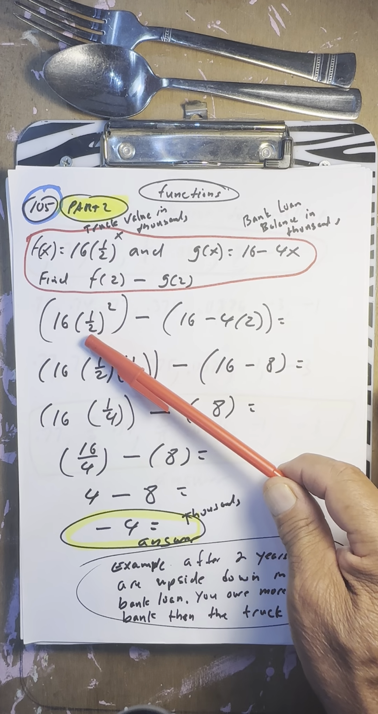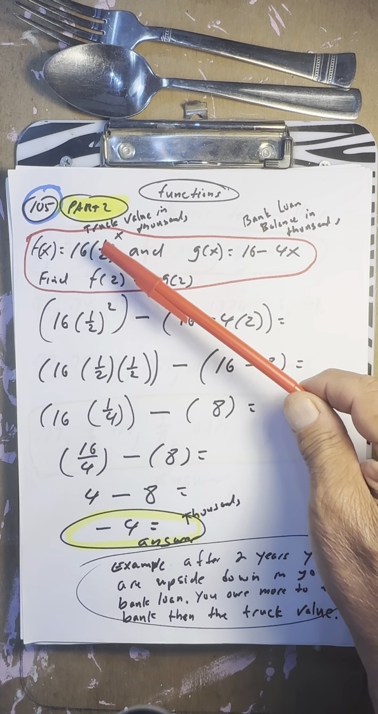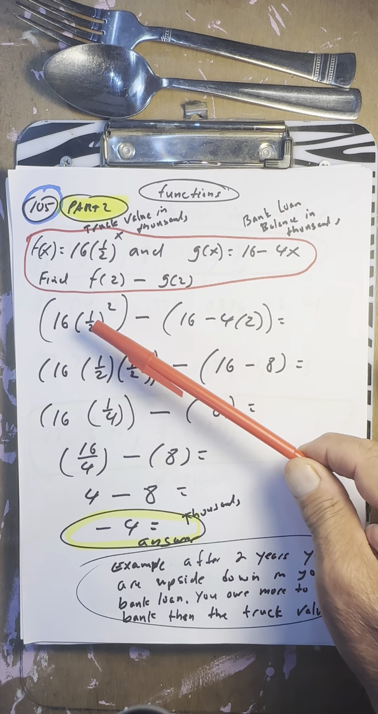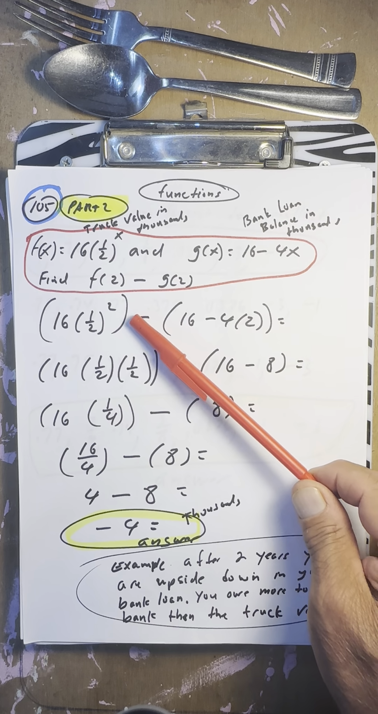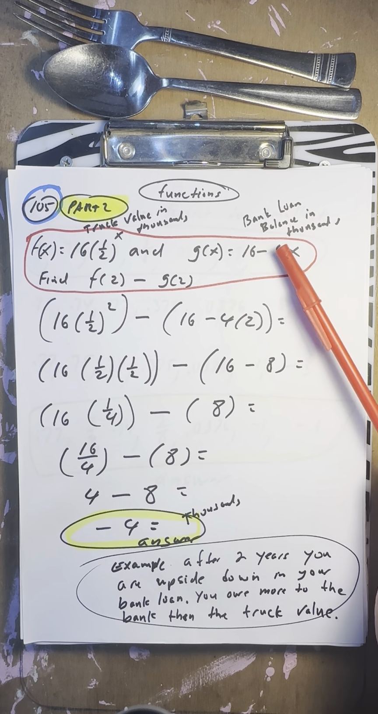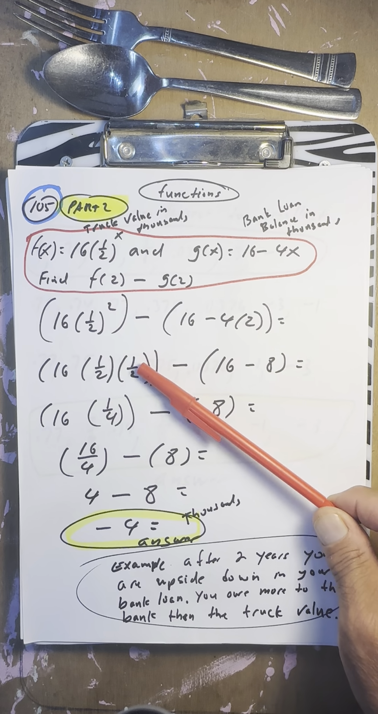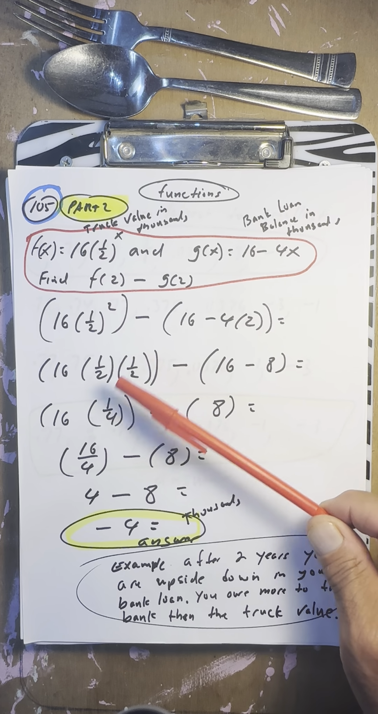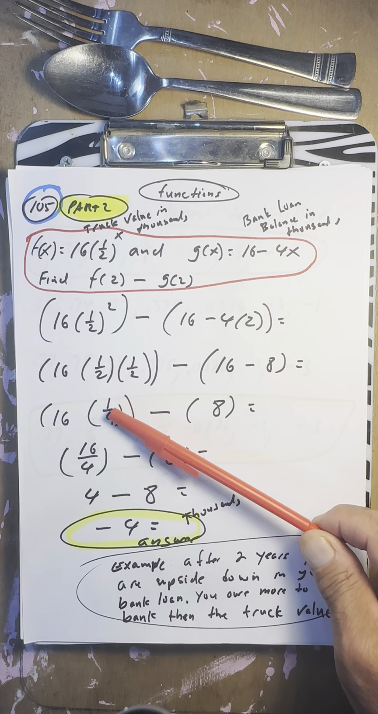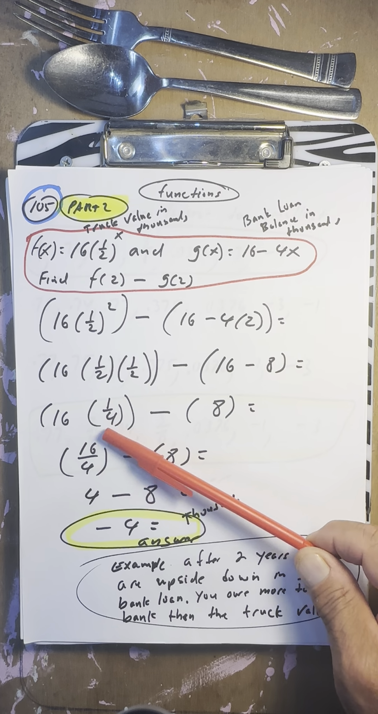So 16 times 1/2 to the 2. f of 2 means put it in here. So 16 times 1/2 to the 2 power minus, this over here is going to be 16 minus 4 times 2. So let's work it out. 1/2 squared means 1/2 and 1/2. 1 times 1 is 1. 2 times 2 is 4. So 16 times 1/4, or 16 over 4, is 4.